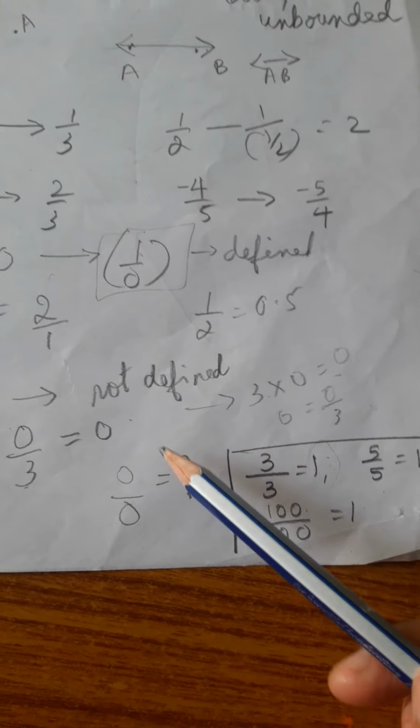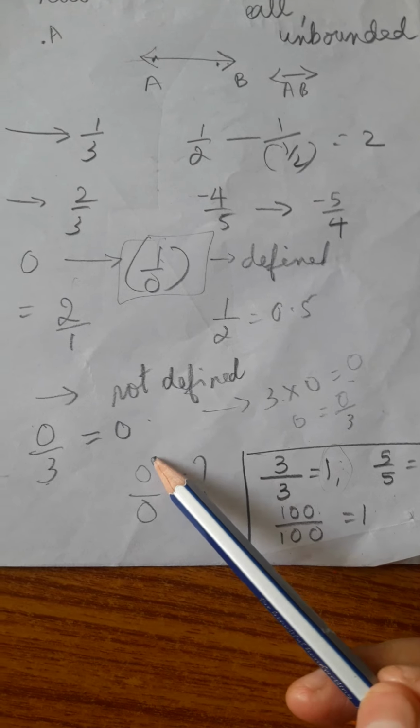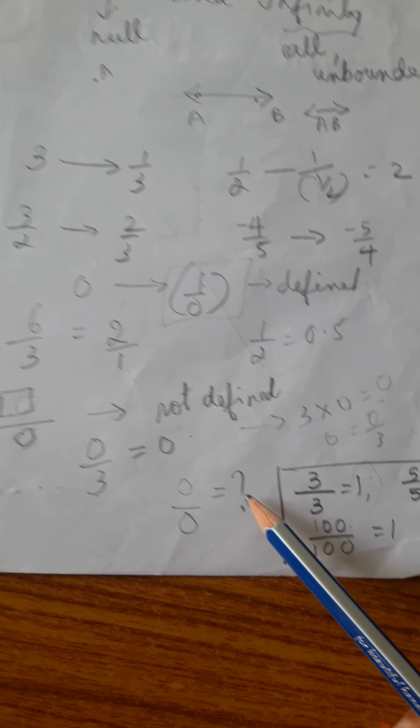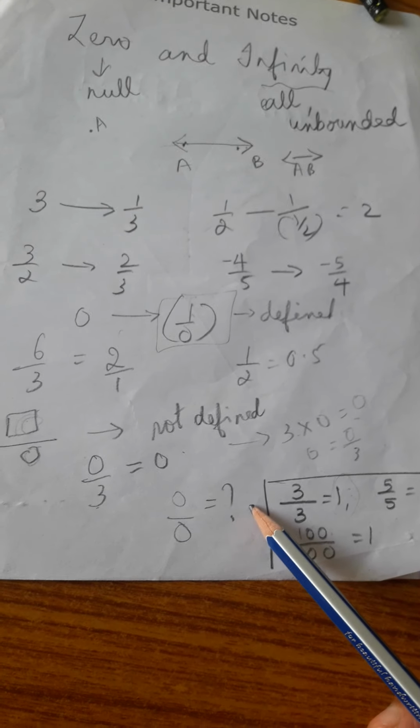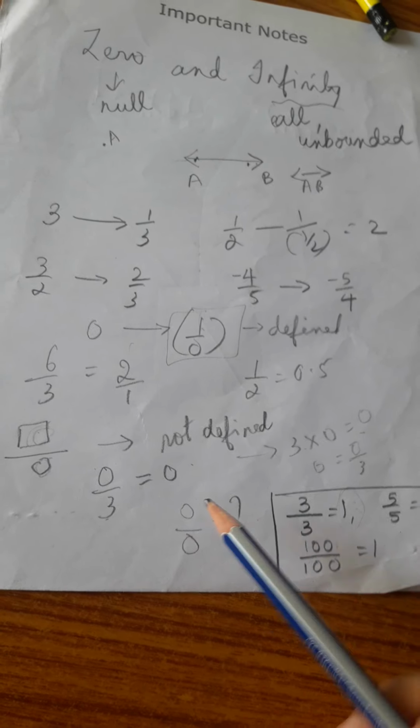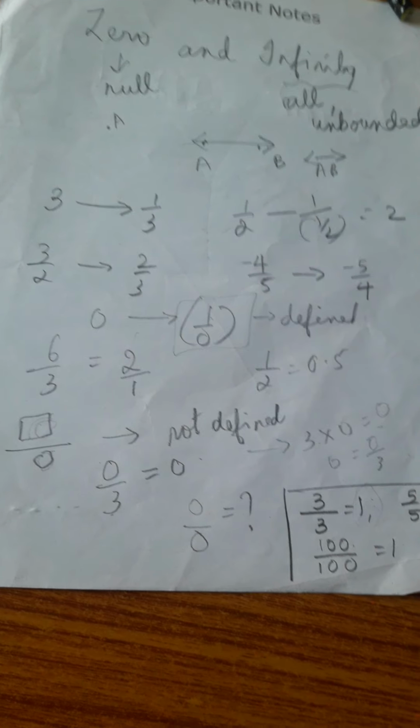Okay. So likewise, we are tempted to say that 0 divided by 0 is 1. It's not right. 0 divided by 0 is not 1. Then what is it? And why is it different? Let's see.